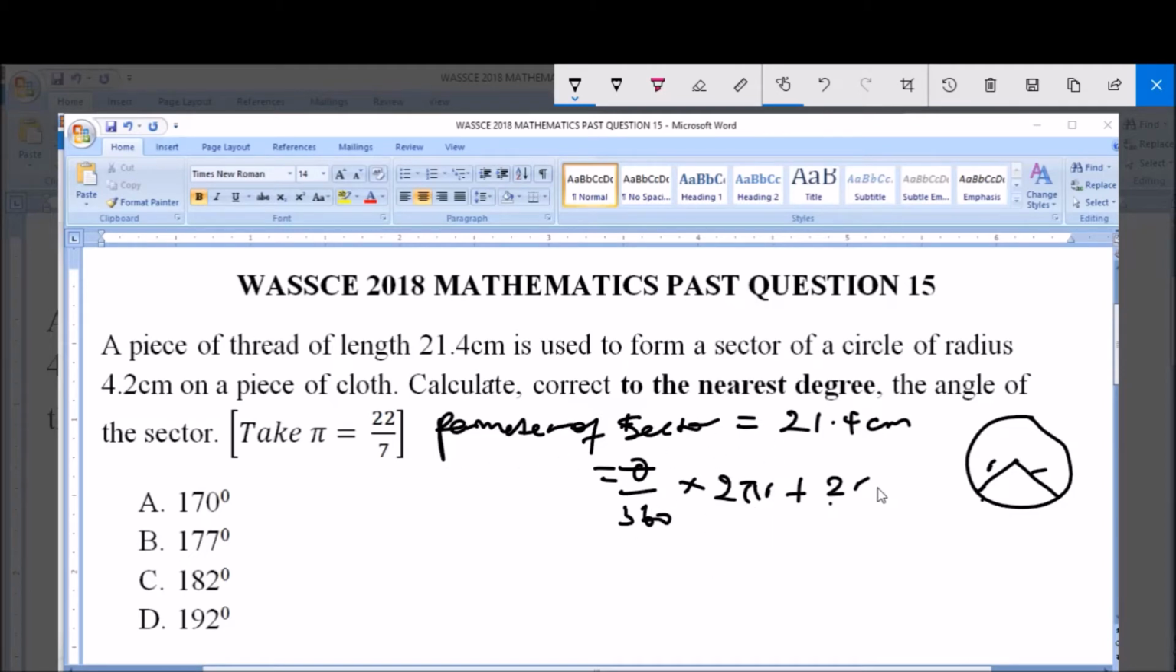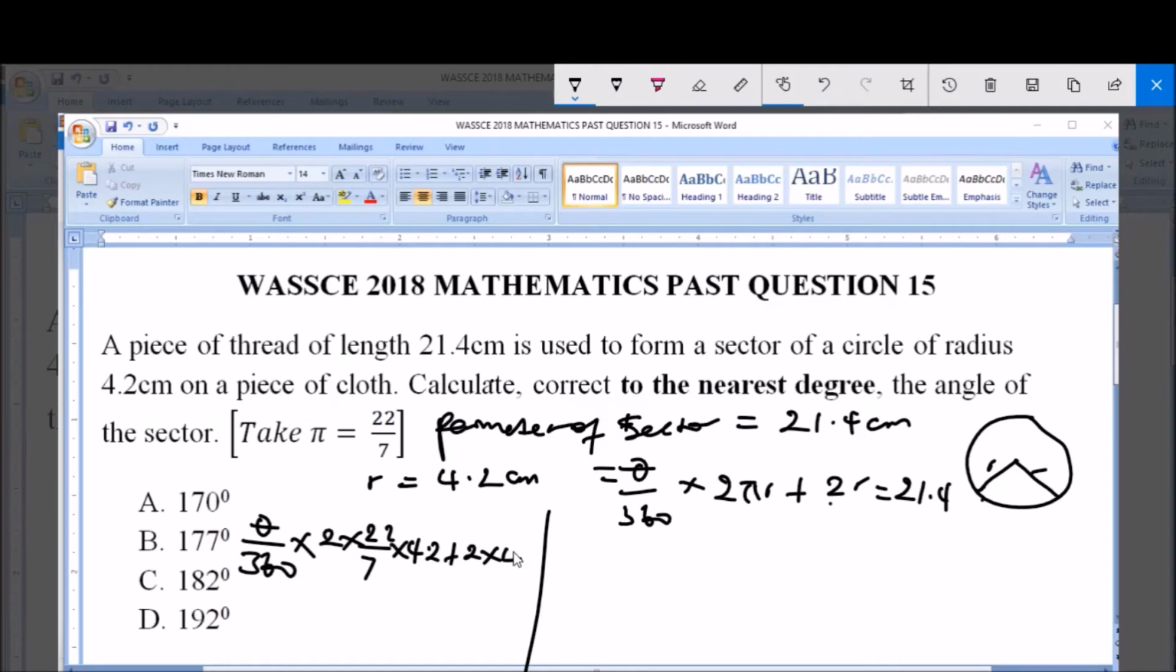So from this we can now say this is equal to 21.4 centimeters, and we're given that the radius is equal to what? 4.2 cm. So with this we can find the angle of this sector, which is theta. So we have that theta over 360 multiplied by 2 times 22 over 7 multiplied by 4.2 plus 2 times 4.2 is equal to 21.4. Now from this we can say 2 multiplied by 22 multiplied by 4.2 will give us 184.8.